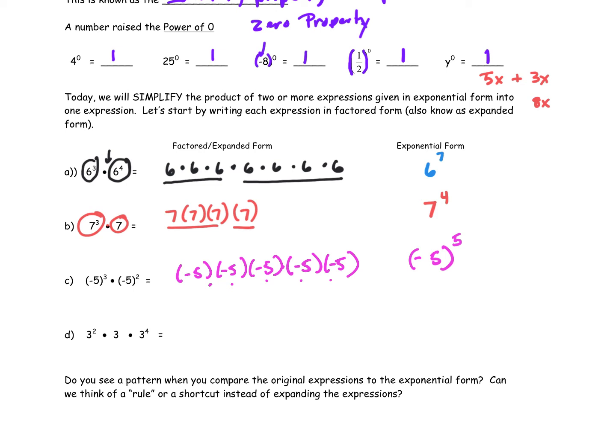And our last example is 3 to the second power. So 3 times 3, then times dot, and then 3 to the fourth power. So 3 times 3 times 3 times 3. So we have 3 to the second, 3, and 3 to the fourth. But all together in exponential form, they're all 3's with the same base, and that is 3 to the 7th power.